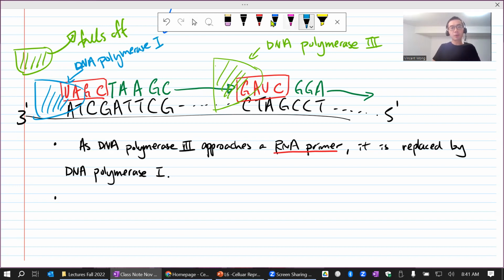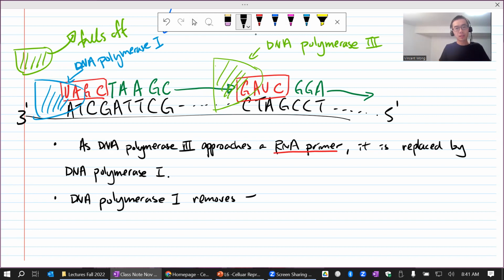And the job of DNA polymerase 1 is to remove the RNA primer and insert DNA nucleotides instead.